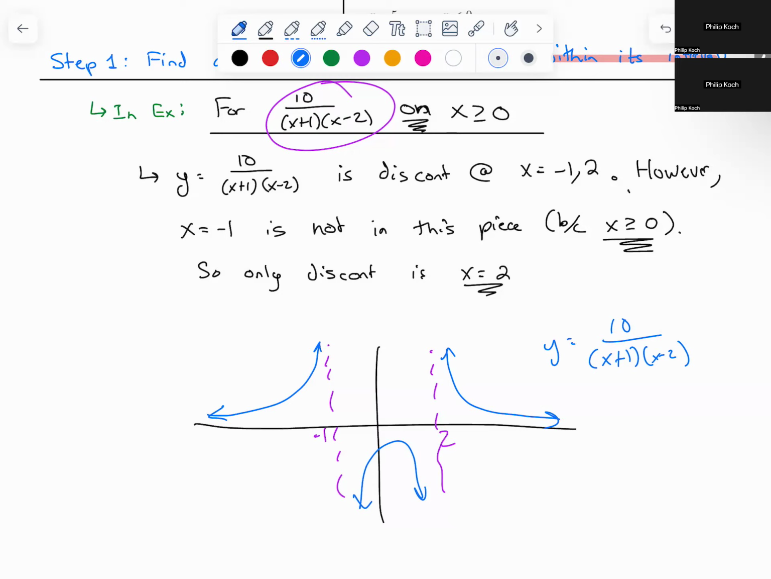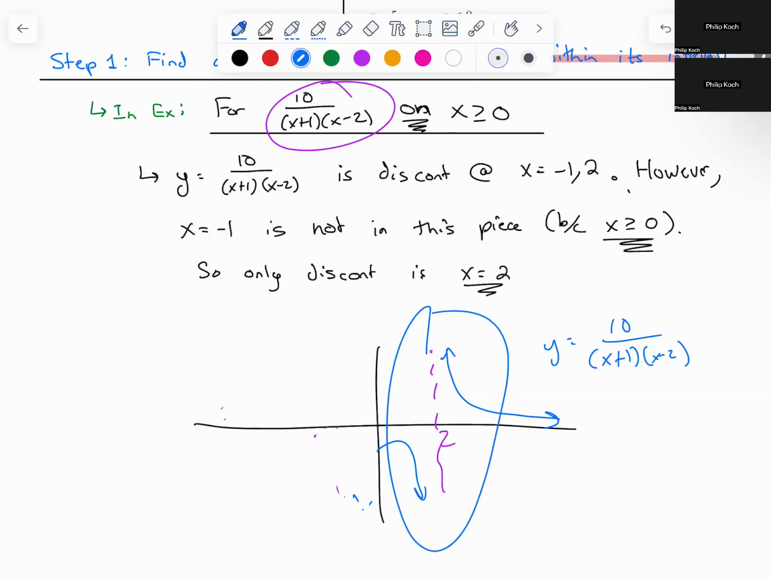However, because we're only defined on it for x greater than or equal to 0, what our graph actually looks like is we erase this portion. That's the piece of 10 over (x plus 1)(x minus 2) that we have for f, and there's only one discontinuity there, right at 2.